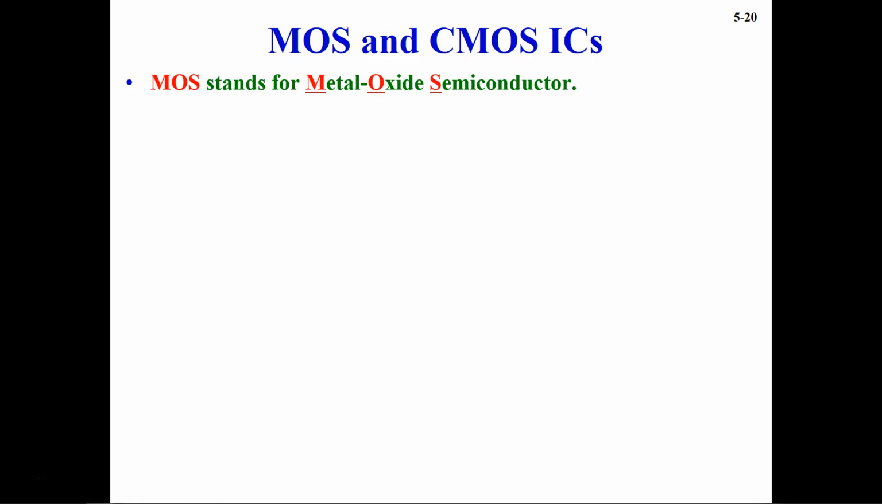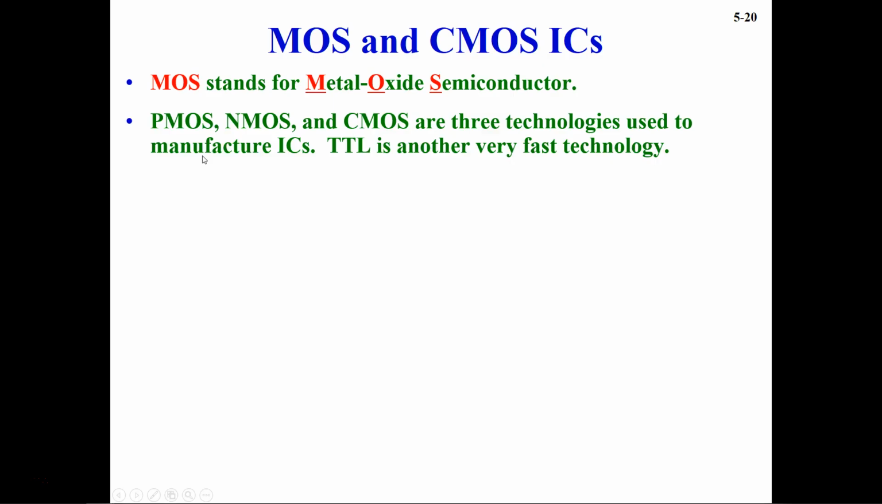So this MOS technology is widely used in large scale integration, and even in VLSI, which is very large scale integration devices. In microprocessors, memory chips, and clock chips, they are typically fabricated using the MOS technology. So let's see, in MOS you have PMOS, NMOS, and CMOS. These are the three technologies used to manufacture ICs. And TTL is another very fast technology.